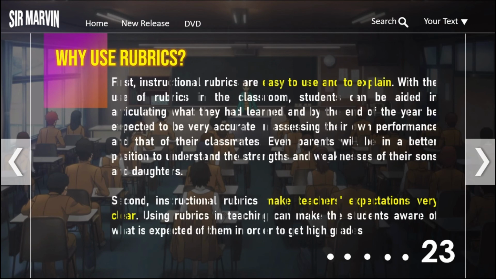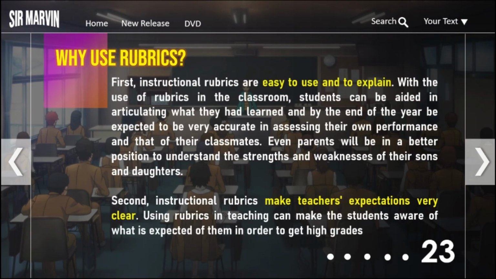Okay, so why do we use rubrics first? Instructional rubrics are easy to use and to explain. With the use of rubrics in the classroom, students can be aided in articulating what they had learned and by the end of the year be expected to be very accurate in assessing their own performance and that of their classmates. Even parents will be in a better position to understand the strengths and weaknesses of their sons and daughters. Okay, so ang purpose naman talaga ng rubric kung bakit tayo gumagamit ay unang-una ay para mag-guide or merong aid yung mga students kung ano ba dapat yung dapat nilang i-focus, okay, kapag gagawa sila ng performance task. Pwede nating ma-determine, pwede nating ma-identify yung strengths and weaknesses ng mga students natin. At the same time, madali lang siyang gamitin at madali lang siyang i-explain sa mga students.